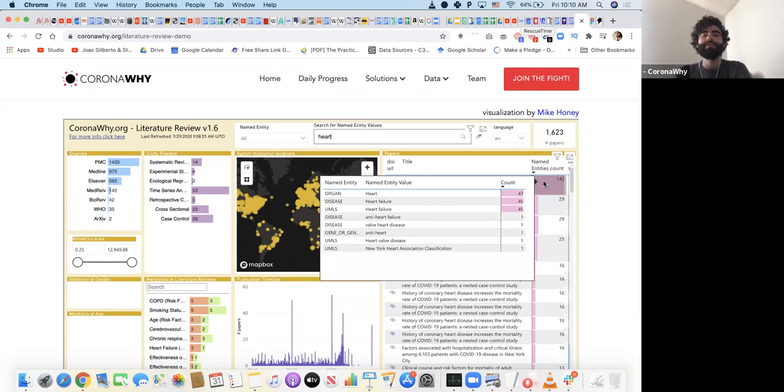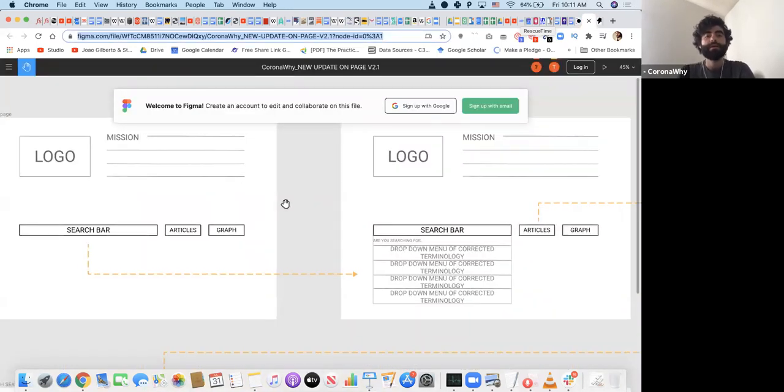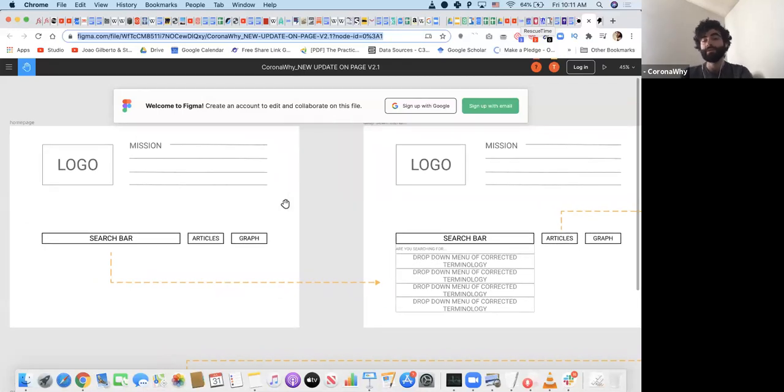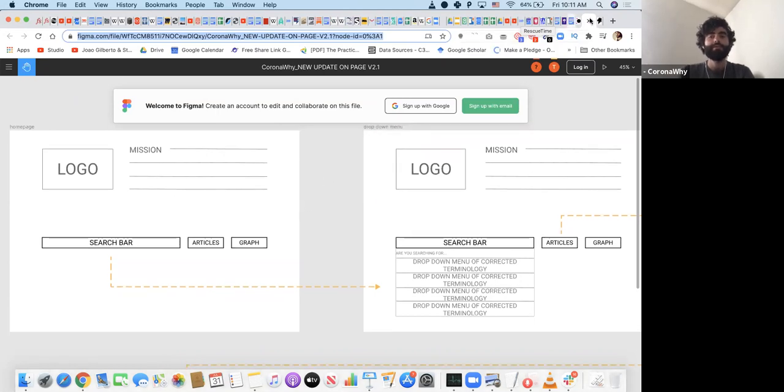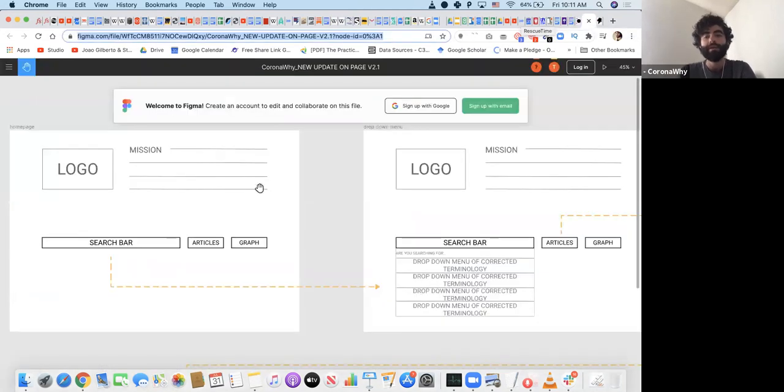You can see that it shows all kinds of entities recognized from these scientific papers, like organ, disease, some part of gene, and the actual entities like heart association. So what we can do is at least structure the user journey to be very specific to a specific use case. What I mean by that is taking this use case, the frequency of heart rhythm problems with similar demographics, comorbidities, but without hydroxychloroquine treatments, and applying it to the current mockups.